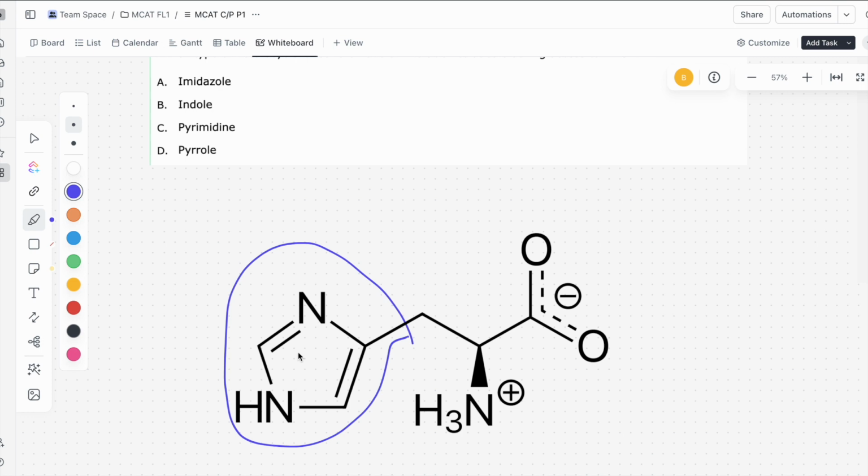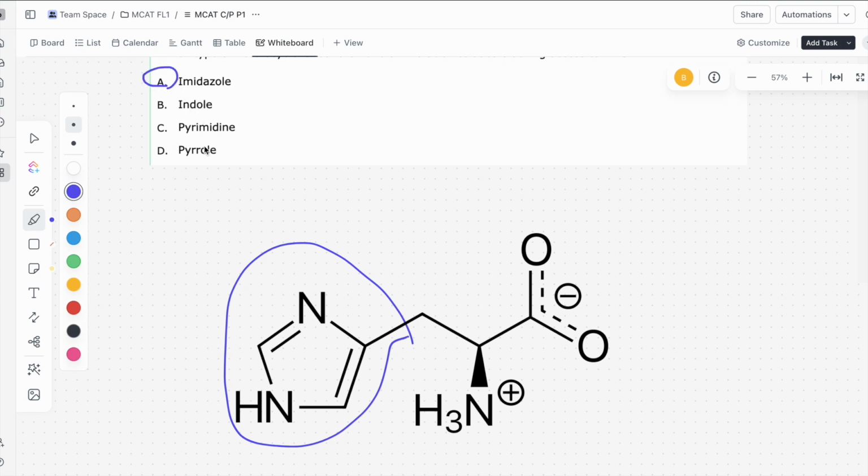So what is this group called? Once you read the passage, you know it's histidine. There's no other way to solve this other than just knowing it's histidine, or knowing that this heterocycle is called imidazole. I don't actually know how to pronounce that, but that's the answer, imidazole.